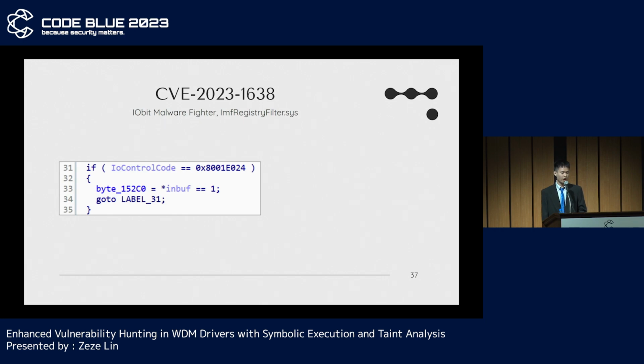Take a CVE in IMFRegistryFilter from IObit Malware Fighter, hunted by IOCTLens, for example. In the specified IO control code, we can see that the program reads from our input buffer without validating the pointer.